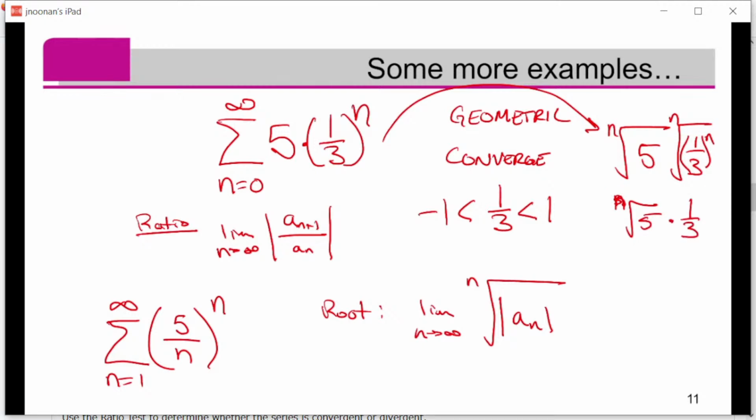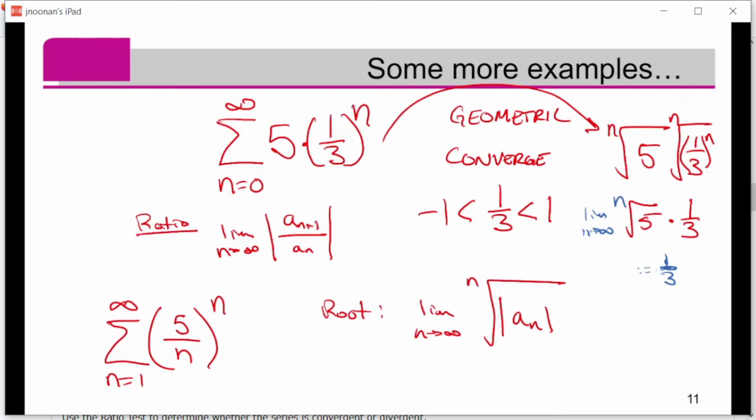Now, I'll tell you what the nth root of 5 is. The nth root of 5, if you do the limit as n approaches infinity, is going to be 1. And if you don't believe me, you can take 5 and do the 10th root of 5, and then the 15th root of 5, and then the 100th root of 5. You'll find that the numbers get closer and closer to 1. So that gets rid of this number, and you're just left with that common ratio again, 1/3.